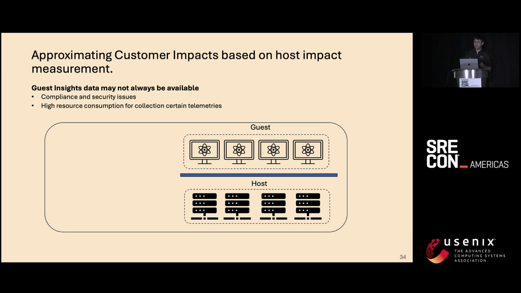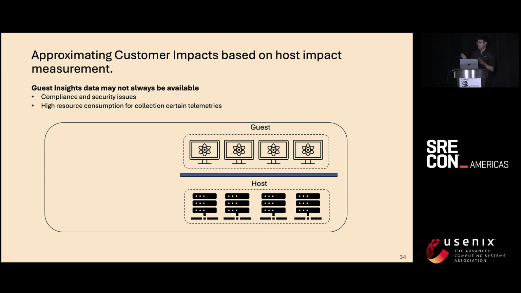Another thing is that some customers may not know how to use the API to report their impact into the host. And a lot of the time, even for our first party applications, when we install a monitor within the VM to monitor the service, it uses a lot of resources of the guest VM. So we cannot collect all the telemetry we are designed to collect within the VM. So we need to approximate.